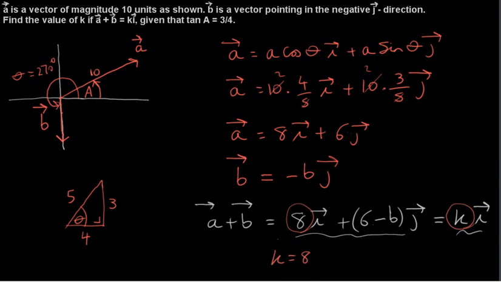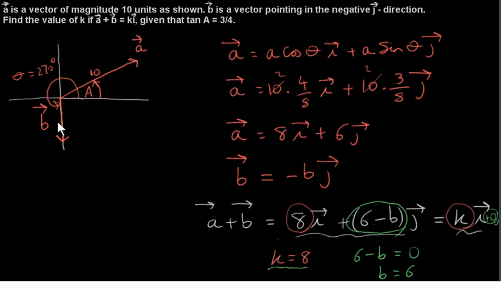Now the j components must equal each other as well. The j component here is 6 minus b. And on the right hand side there's no j component, so we could write 0j. So that 6 minus b must equal 0. From that we can find b. b must equal 6. As a matter of fact, we're only asked to find k.